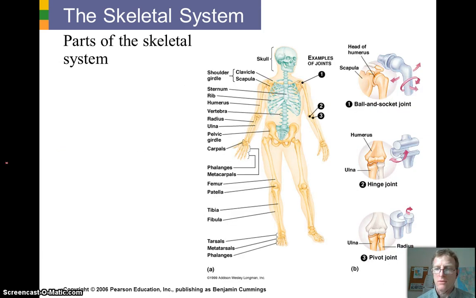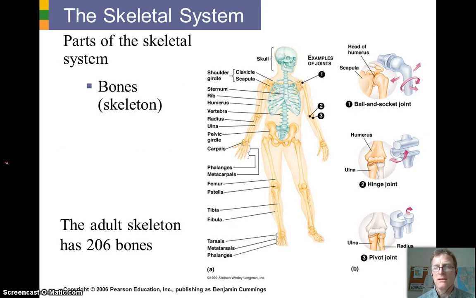And in terms of the parts, obviously the main part of the skeletal system are the bones themselves, right? There are 206 of them, of which you'll need to know about 20, 25 or so for the test. And you have the diagram which goes over those.